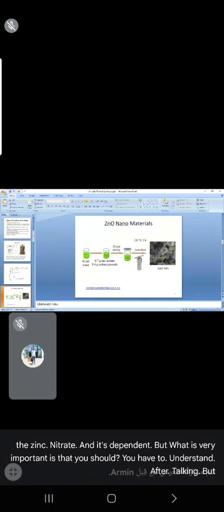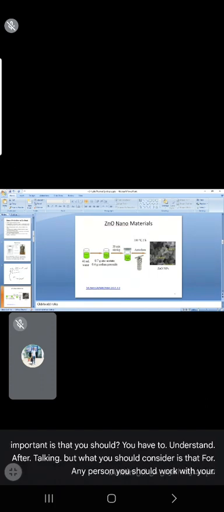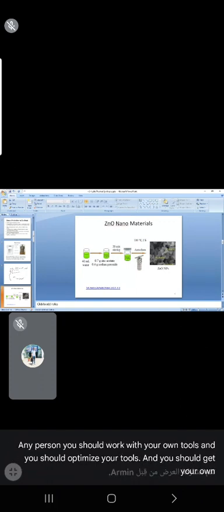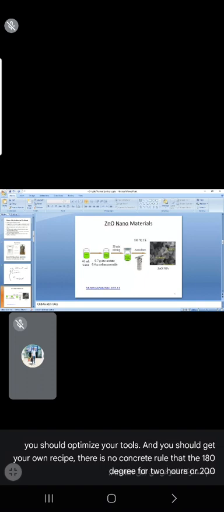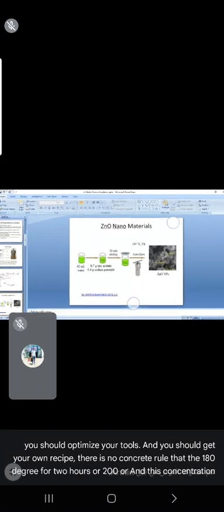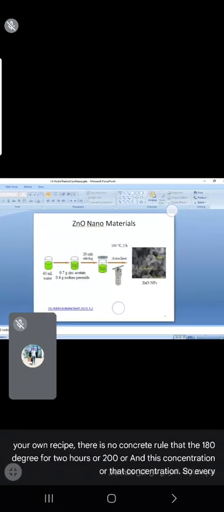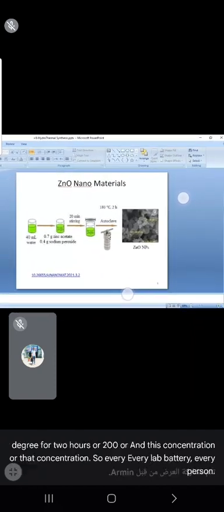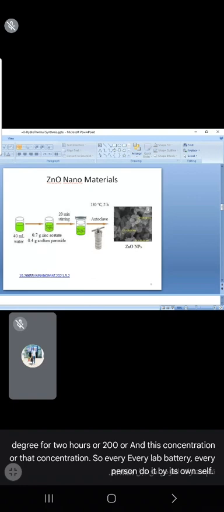What you should consider is that for any person, you should work with your own tools, and you should optimize your tools and get your own recipe. There is no concrete rule that it's 180 degrees for 2 hours, or 200, or this concentration or that concentration. So every laboratory, every person does it by their own self. Okay.